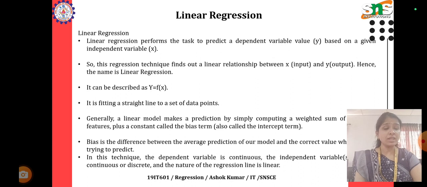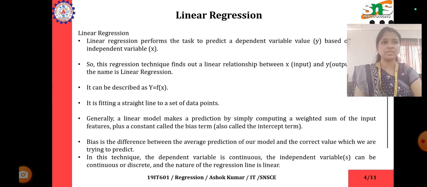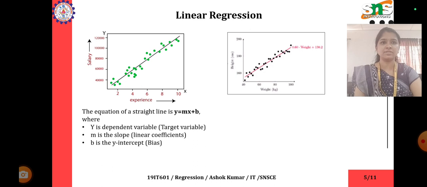Generally, a linear model makes a prediction by simply computing a weighted sum of the input features plus a constant called the bias term. Bias is the difference between the average prediction of our model and the correct value which we are trying to predict. In this technique, the dependent variable is continuous, the independent variable can be continuous or discrete, and the nature of the regression line is linear.